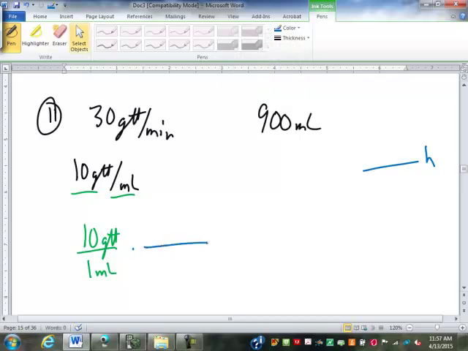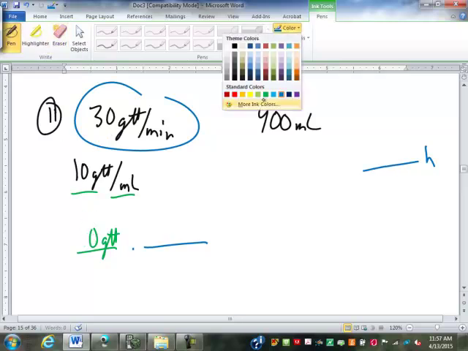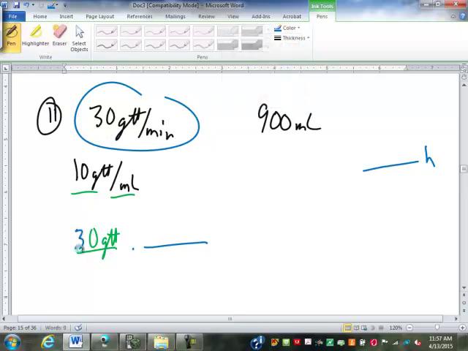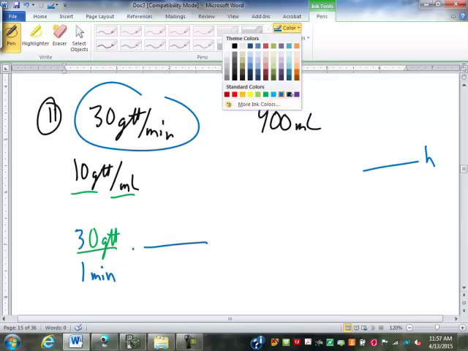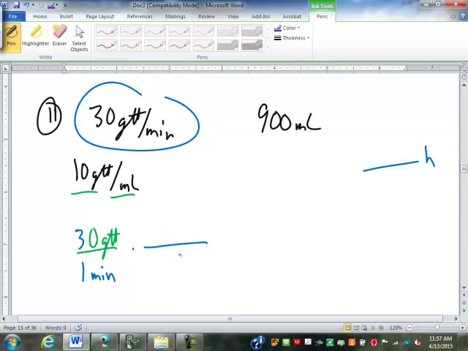Or sorry, we don't start with our drop factor. We start with our flow rate, 30 drops per minute. So that's 30 drops per 1 minute. And now we use our drop factor to convert that. Now drops have to go on bottom so they cross cancel out. So milliliters will go on top here now. So this will give us milliliters per minute.